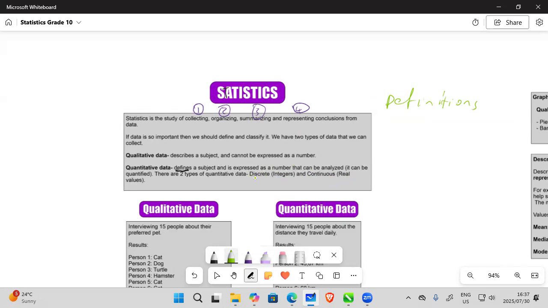Remember, we spoke about discrete functions and continuous functions. It's the exact same idea. So again, we're starting off with data, then we're talking about qualitative and quantitative. And then under quantitative, we broke it down into discrete and continuous.